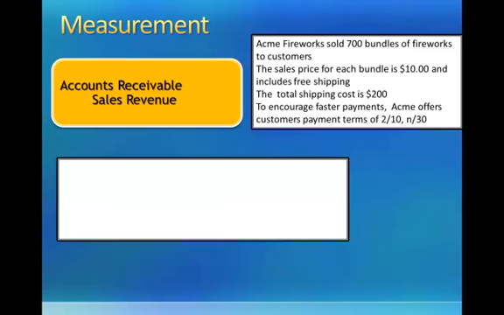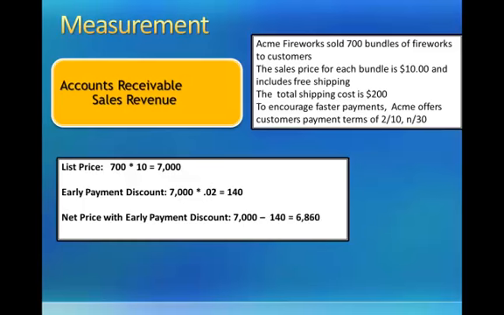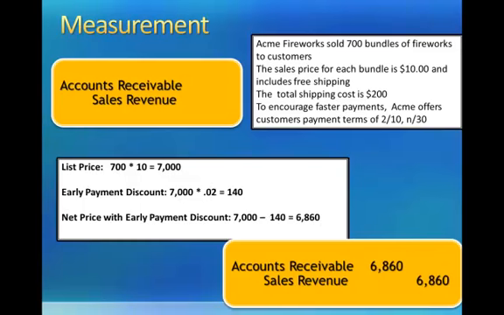We know that we sold 700 bundles and each bundle we sold for $10. So that gets us to a selling price of $7,000. We're also offering an early payment discount of $140. So if we use the net method, that means we'll subtract the $140 from our $7,000 selling price, which gets us to $6,860 in sales revenue. So our journal entry for this transaction would be to debit accounts receivable for $6,860 and credit sales revenue for $6,860.